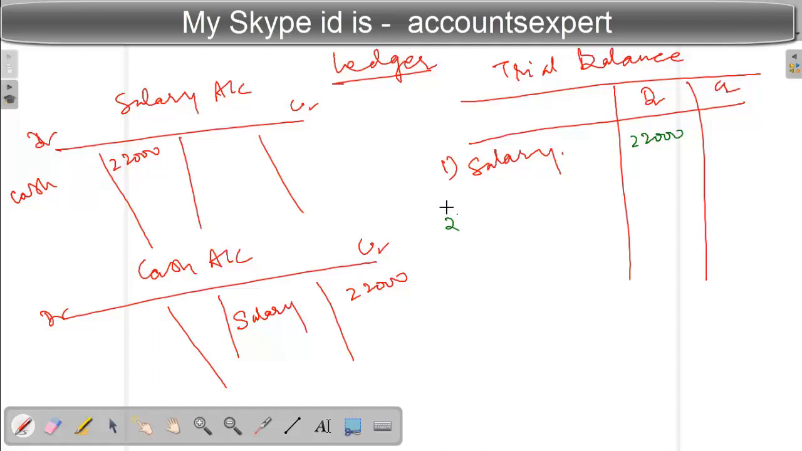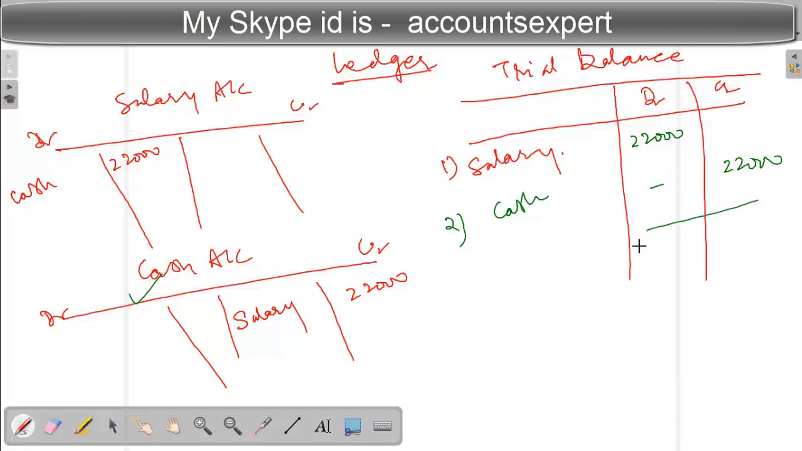Now see the second account, which one? Cash account. The cash account is showing a credit balance, but normally a cash account doesn't show a credit balance. I explained earlier that a cash account will always show a debit balance, but in this transaction it is showing a credit balance. I am writing it on the credit side. Normally this is incorrect, but as I am taking only this transaction, the cash is showing a credit balance.